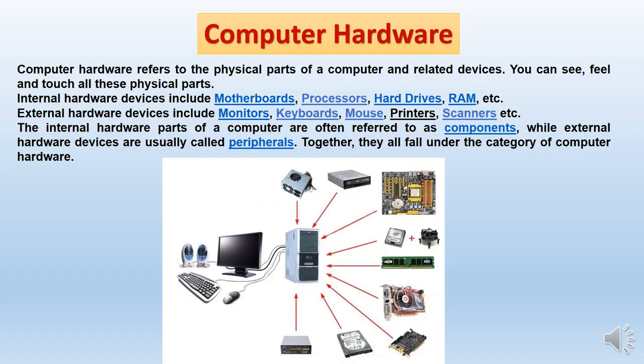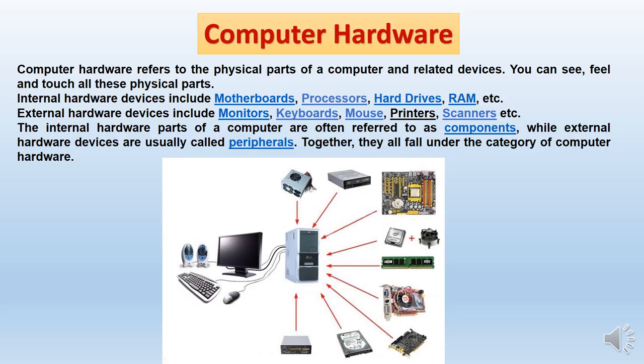Computer hardware. Computer hardware refers to the physical parts of a computer and related devices. You can see, feel and touch all these physical parts. Now students, when we say physical parts, that means it is the hardware of a computer which you can touch. It occupies space, it has a mass and a definite shape and size, like the motherboard, the CPU, the monitor, or whatever you can see on the screen right now.